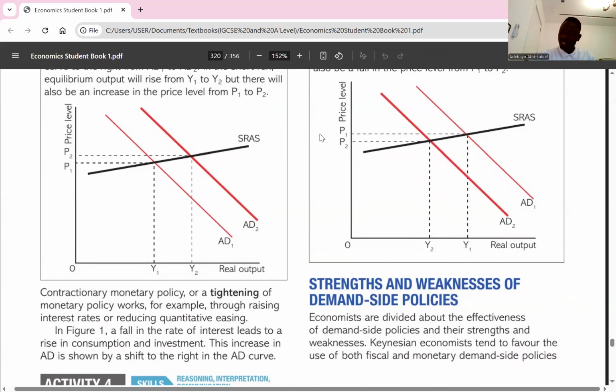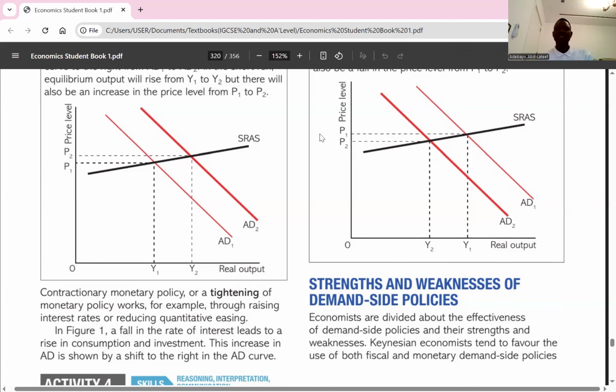Then we have contractionary demand-side policy. A fall in government spending, that's contractionary. A rise in interest rate, that is contractionary. Both of them will shift the aggregate demand curve leftward from AD1 to AD2, and the short-run equilibrium output will contract from Y1 to Y2, and the price level is expected to fall from P1 to P2. So any contractionary demand-side policy will bring about a fall in the price level. Any expansionary demand-side policy will bring about a rise in the price level. I think it's clear. Any question about that? No. Great.